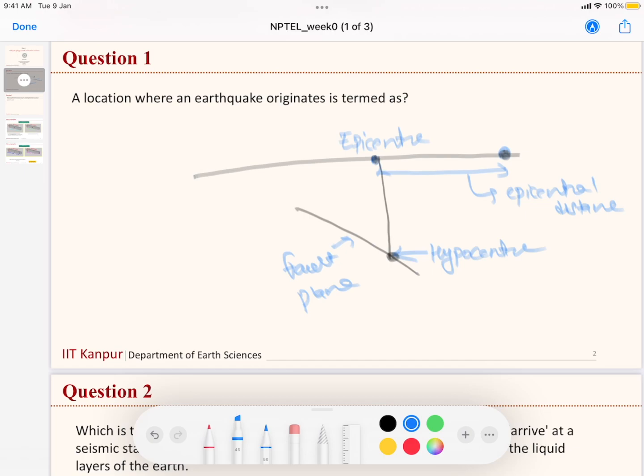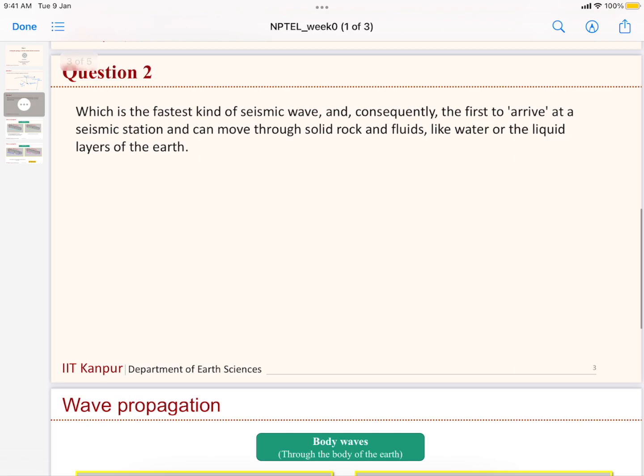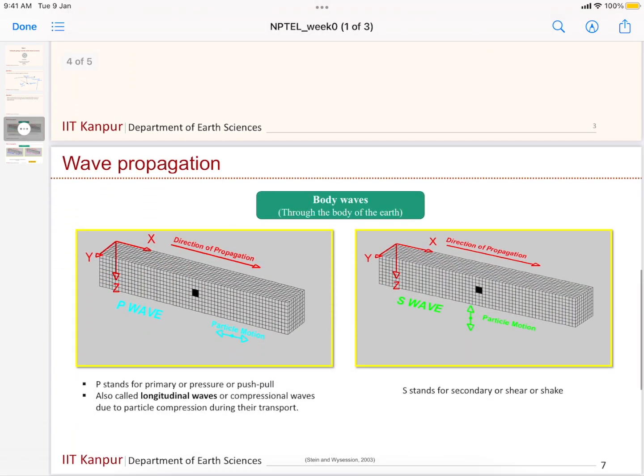Now let's move to the second question. The second question is: what is the fastest kind of seismic wave, and consequently the first to arrive at a seismic station, and can move through solid rock and fluids like water or liquid layers of the earth? Before answering this question, I thought of explaining a few concepts relating to wave propagation. So let's move into those concepts.